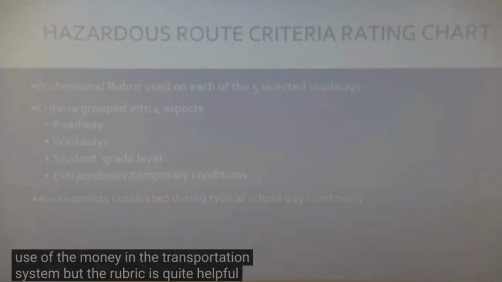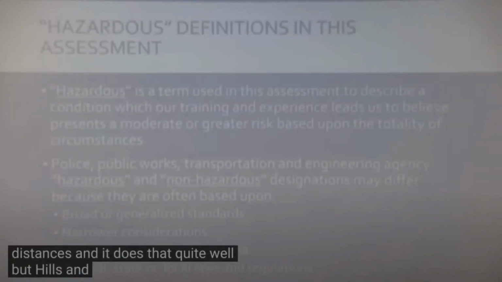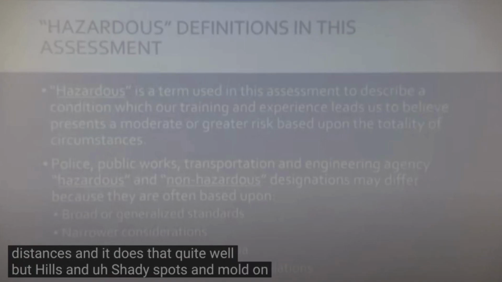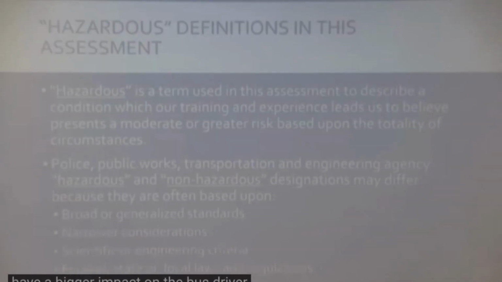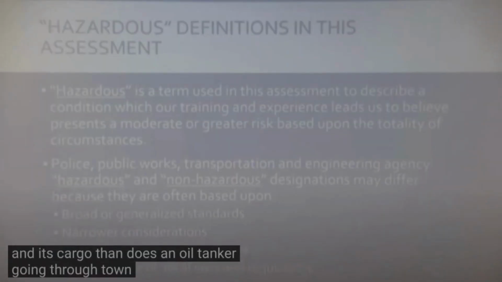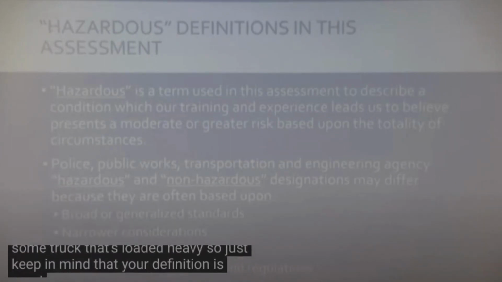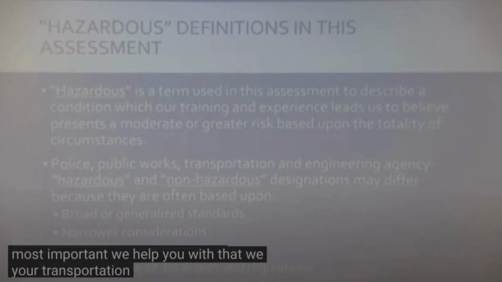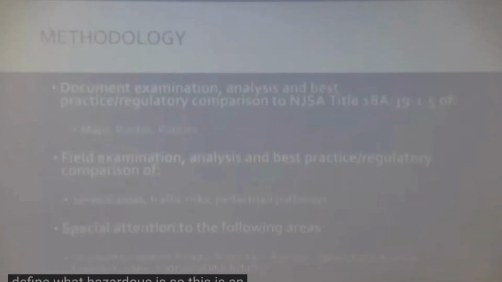But the rubric is quite helpful because it gives you the 25 things you ought to think about: speed limit, angle of, but hills and shady spots and mold on roadways and things like that. They have a bigger impact on the bus driver and its cargo than does an oil tanker going through town or some truck that's loaded heavy. So just keep in mind that your definition is most important. We help you with that. Your transportation professionals and the county and others can help you define what hazardous is. So this is an important designation.